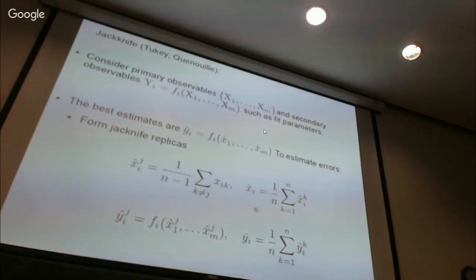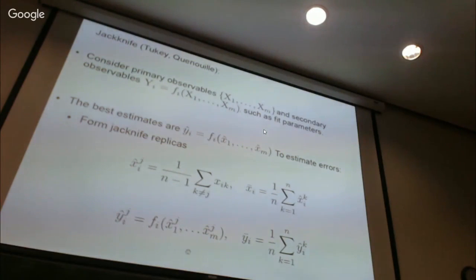So once I've got these jackknife replica of the means, I can form jackknife replica of the secondary observables that I'm interested in. That's very straightforward. I just plug them through the machinery that is these f functions right here, and I get jackknife replica of the secondary observables. So there are, in general, n different jackknife replica for the secondary observables and the primary observables that are obtained from removing each of the n possible measurements.